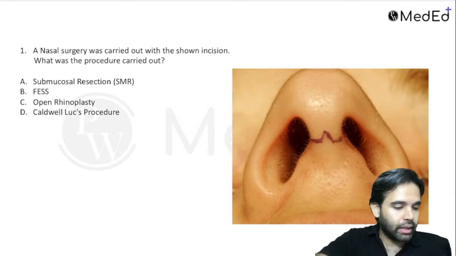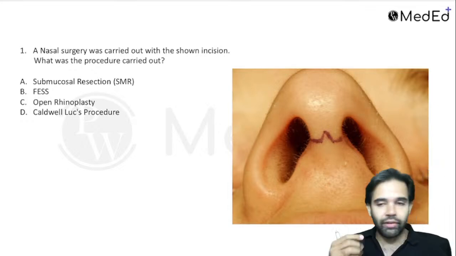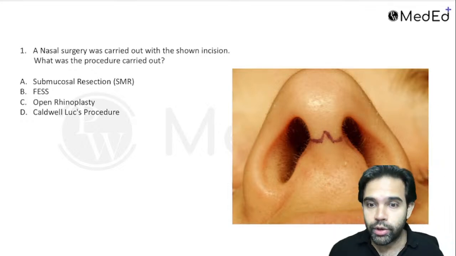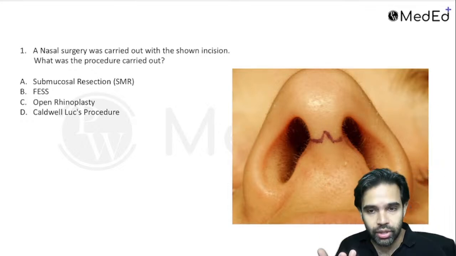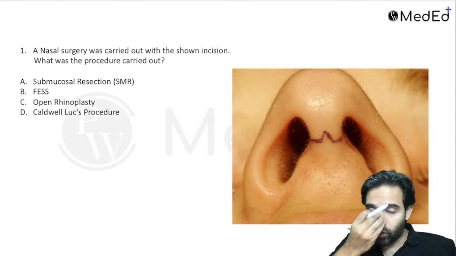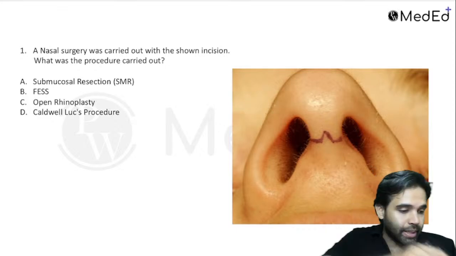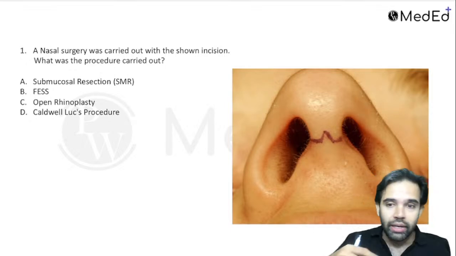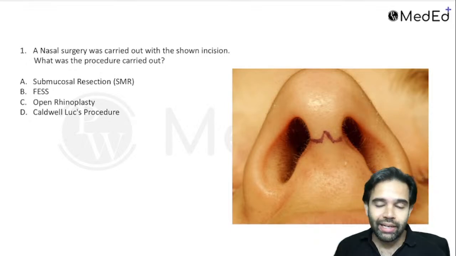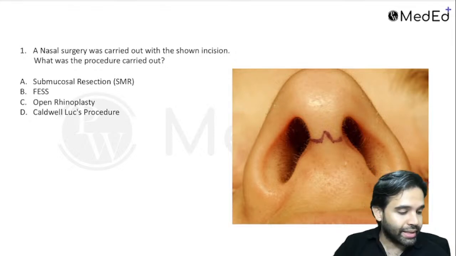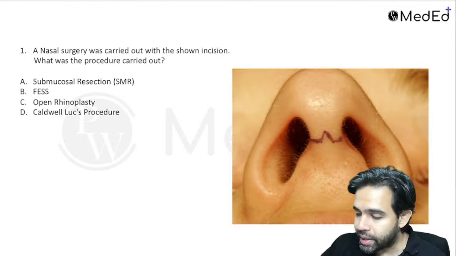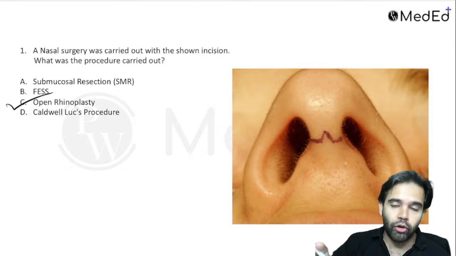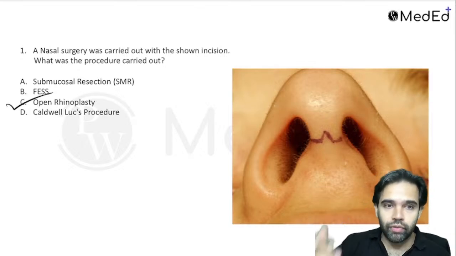See, look at this, the incision is outside. Whenever any external incision is made on the nose, obviously an external correction has to be done of the external part of the nose. Septoplasty or submucosal resection or FESS, all of these are internal procedures. We don't have any external incision. They are all submucosal excisions. So this is open rhinoplasty, which is fairly straightforward, even if you don't know the answer by exclusion.